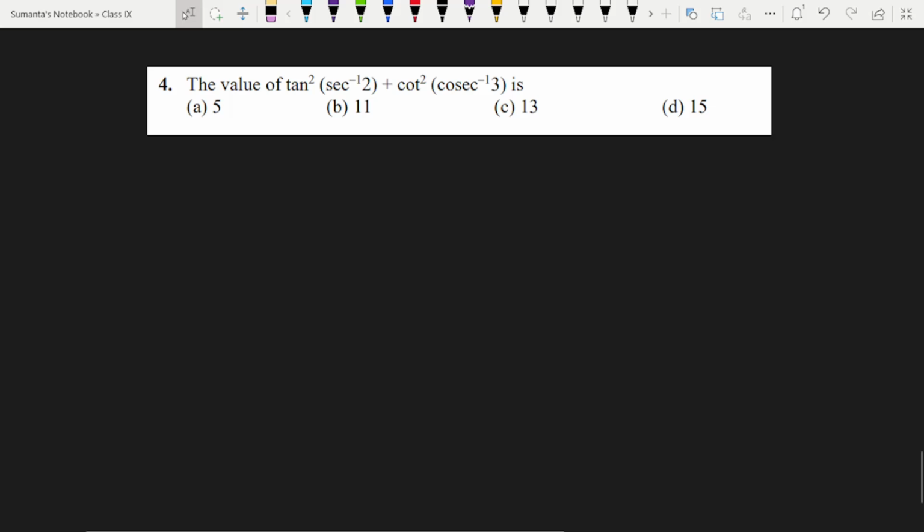The value of tan square sec inverse 2 plus cot square cosec inverse 3 is: option A is 5, option B is 11, option C is 13 and option D is 15.